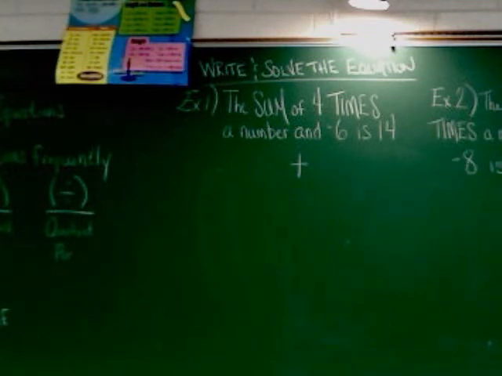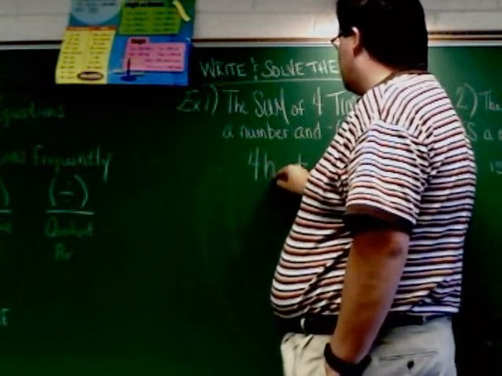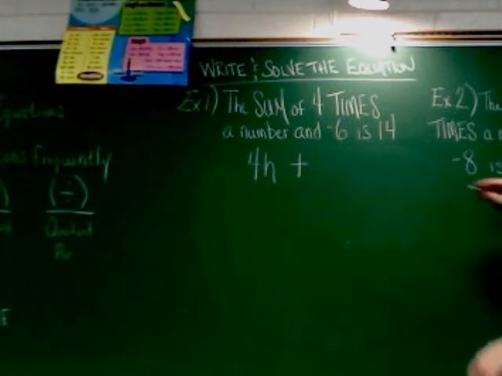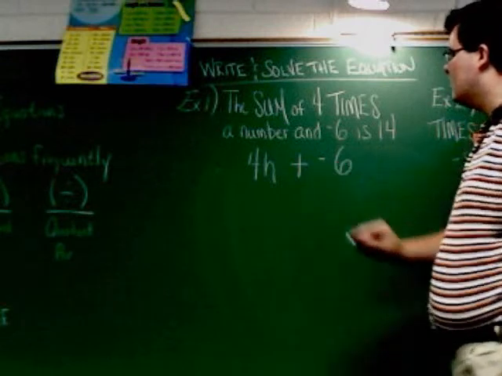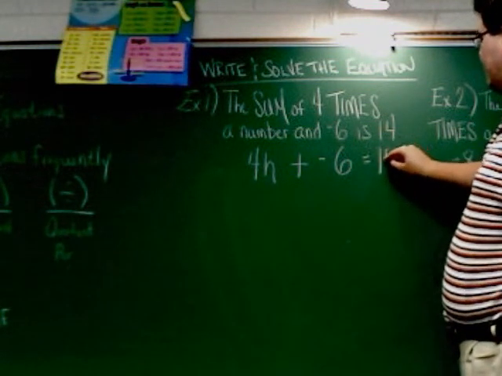I'm going to pick h here. 4 times h. The next part of this says and -6. Now obviously I haven't put anything after the addition sign yet, so that's where that -6 is going to go. And then is 14, you'll find, is underneath the other list again. Is is where you're going to drop an equal sign in. So is 14 means equals 14.